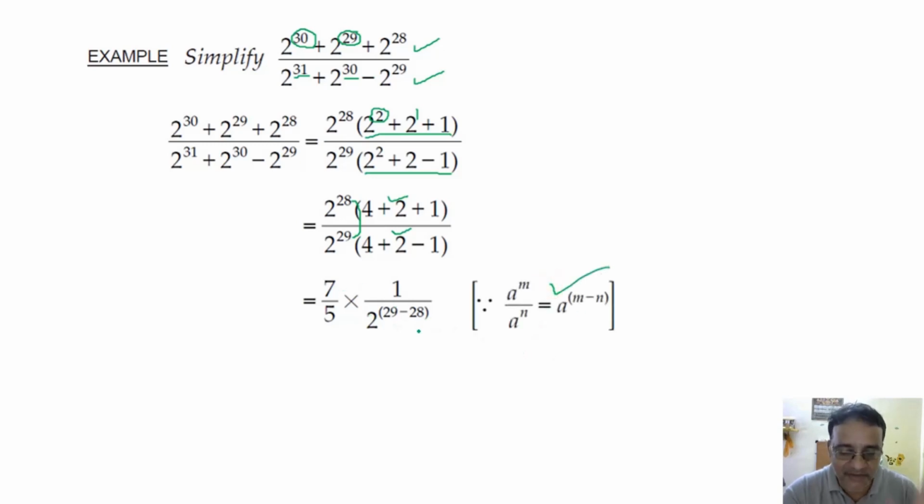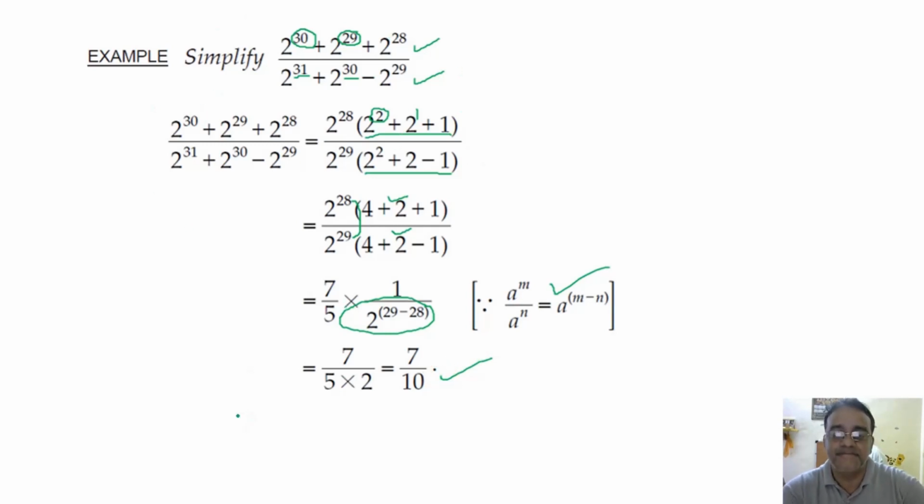So what is the final answer? You tell me. 2 to the power 1. ये तो 2 to the power 1 हो जाएगा. What is into 7 by 5? अगर करेंगे तो 7 by 5 into 1 upon 2. 7 by 10. Right. 7 by 10 is the final answer. So any doubt in this question? This is very good question. Okay, fine.